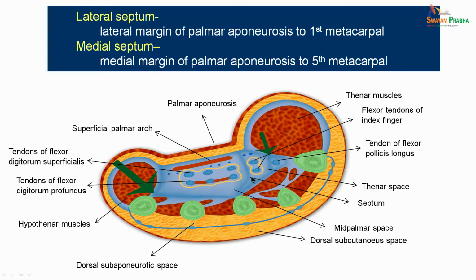One is the thenar space, which is seen between the lateral septum and the intermediate septum, whereas the space between the intermediate septum and the medial septum is the mid-palmar space. Medial to the medial septum lies the hypothenar space, which contains the hypothenar muscles. Thus, we appreciate the 2 spaces, the thenar space and the mid-palmar space.